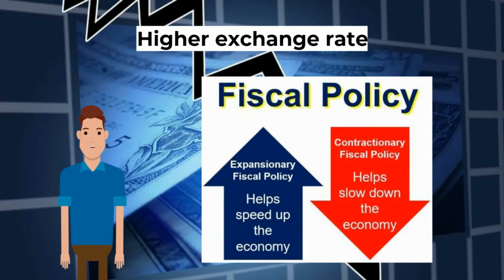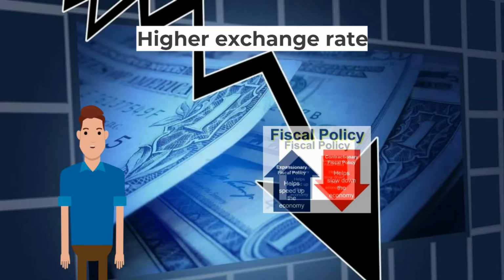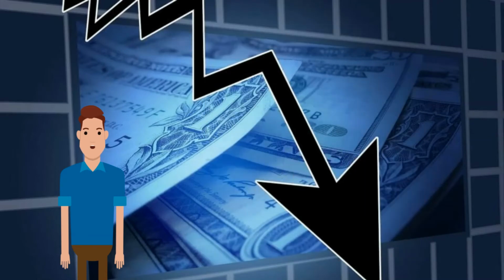Use contractionary fiscal policy. A government can cut public expenditure and increase taxes to reduce total demand in the economy, which will reduce demand for imports and improve the trade balance. However, a fall in demand may affect firms in the economy who may cut output and employment in response.